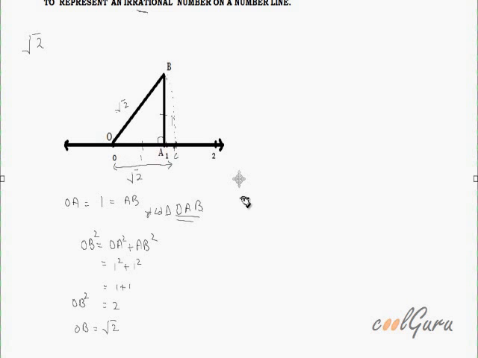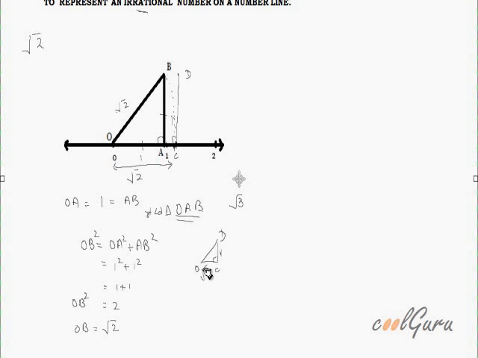Now suppose again we have to draw root 3 on number line. Root 2 we have already drawn. This OC length is root 2. Again draw a perpendicular on C. Let this point be D. Now again in this right angle triangle O, C and D, OC is root 2 and CD is again 1.